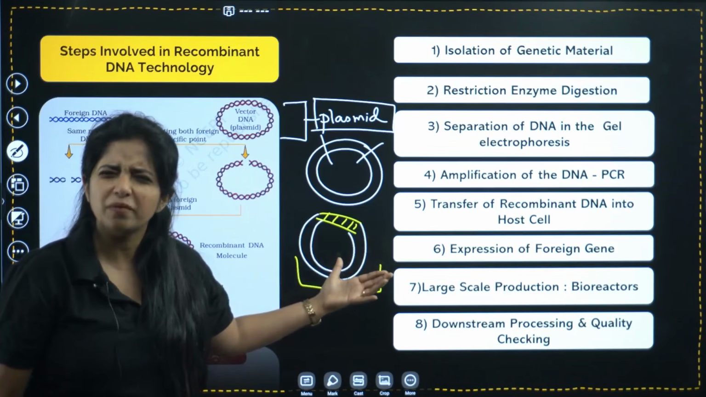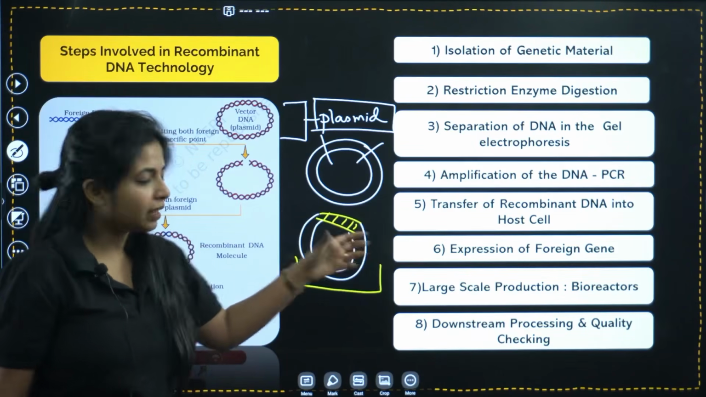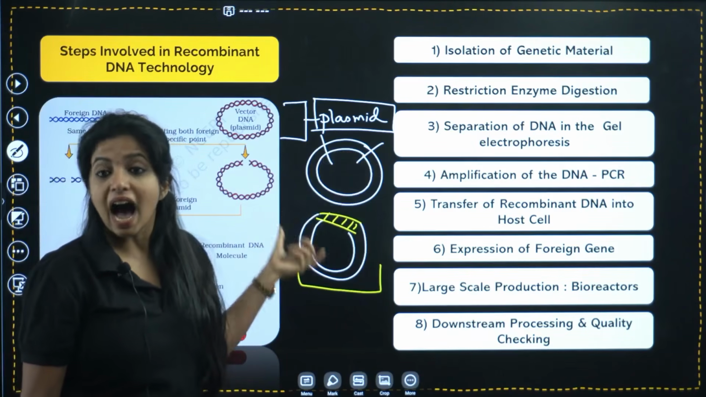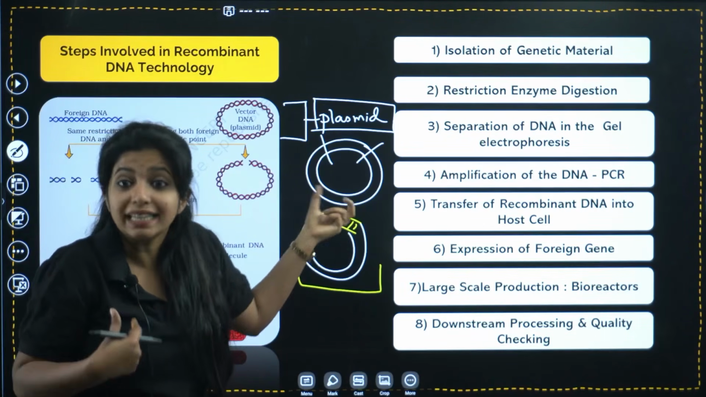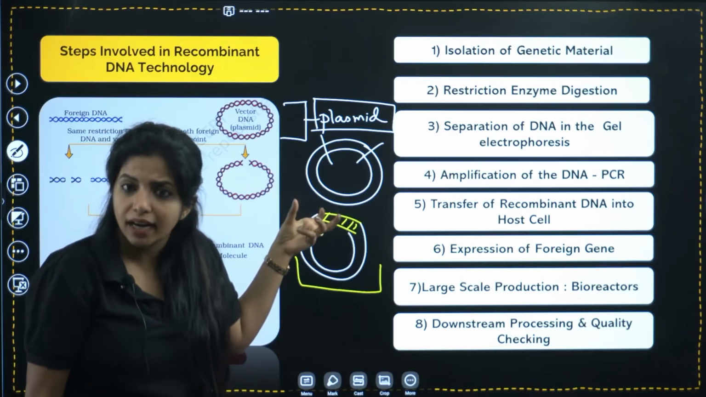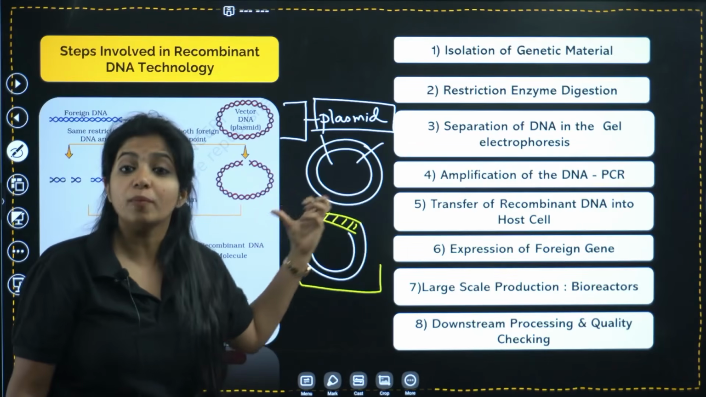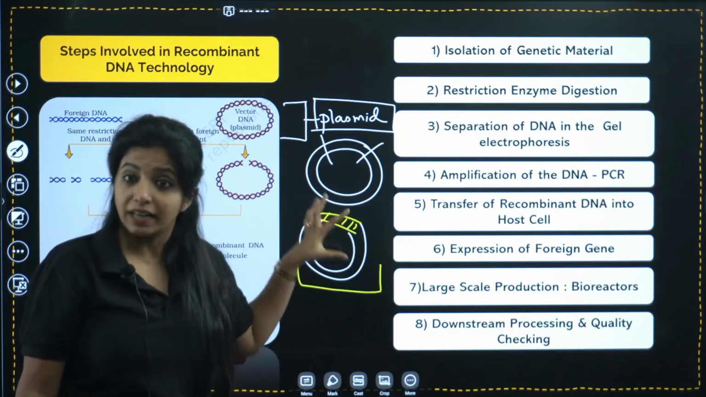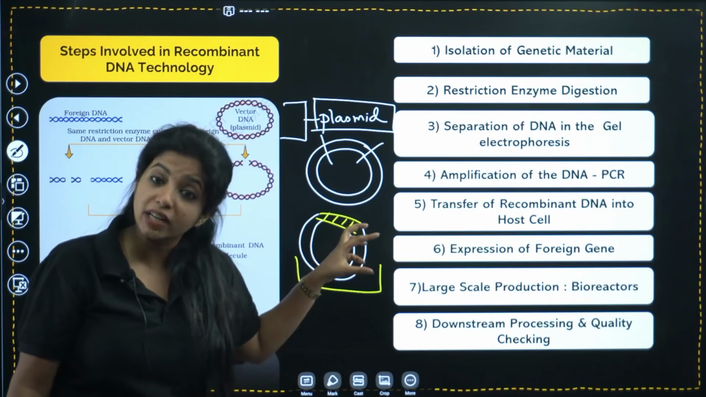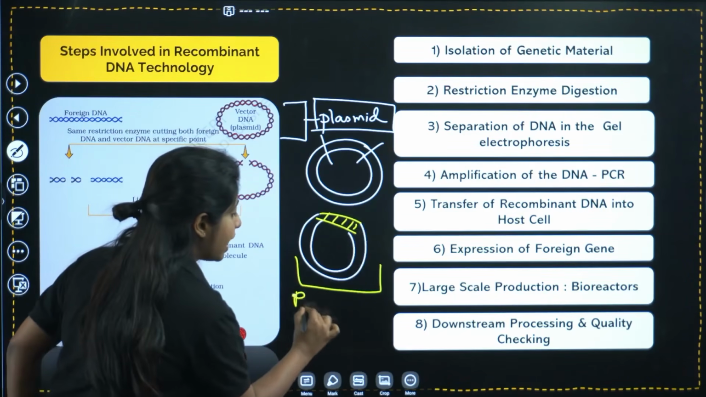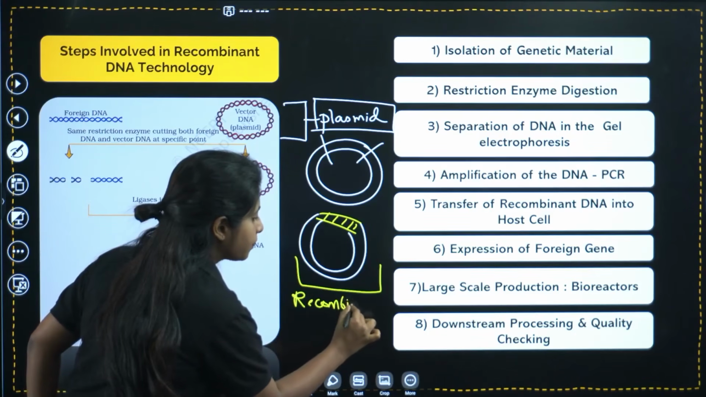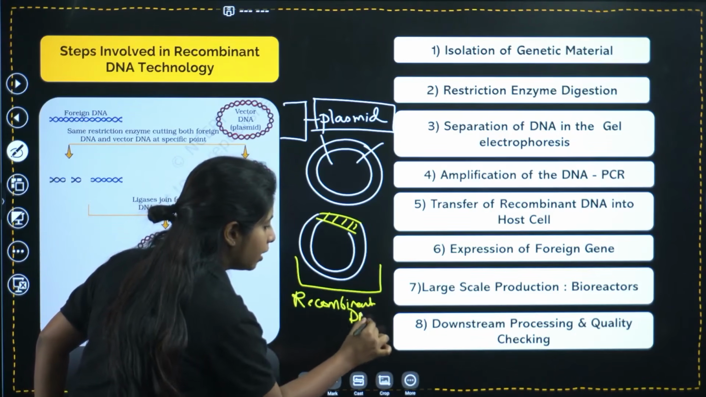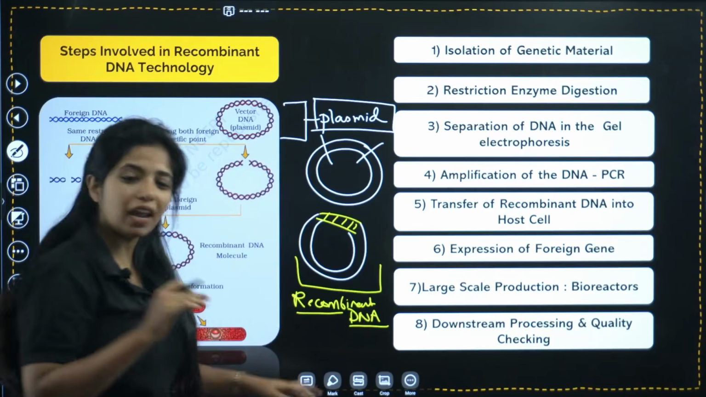Why do I call it recombinant? Listen, it was initially like this. I put a segment of my DNA, or my gene, over there, and now a new combination is being formed. It is DNA only, but a new combination of DNA. That is why I call this recombinant DNA.